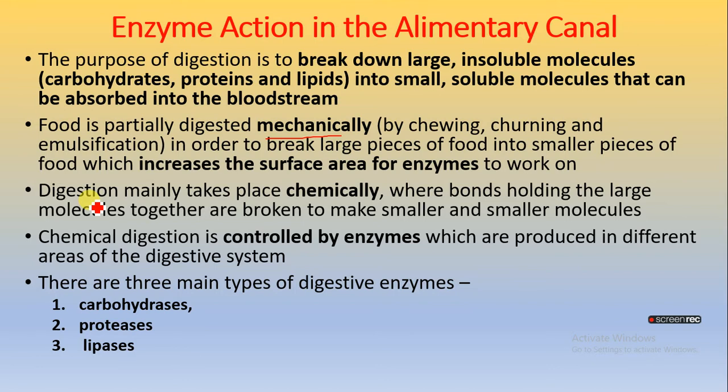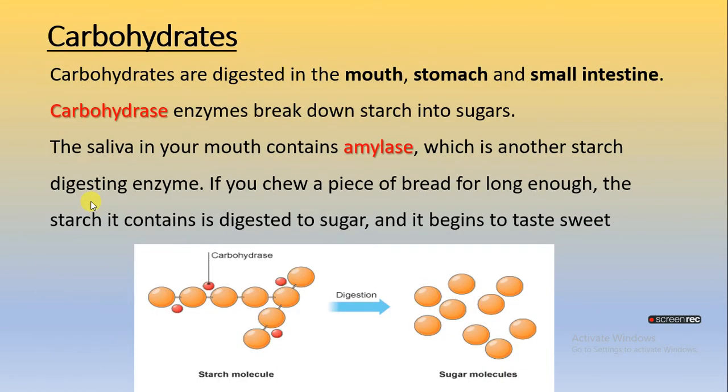Now, chemical digestion is controlled by enzymes, which are produced in different areas of the digestive system. There are three major types of digestive enzyme you need to know for Key Stage 3: the carbohydrase enzymes that break down carbohydrates to glucose, the protease enzymes that break down protein to amino acids, and the lipase enzymes that break down lipids to fatty acids and glycerol. So quickly, let's just look at them individually.